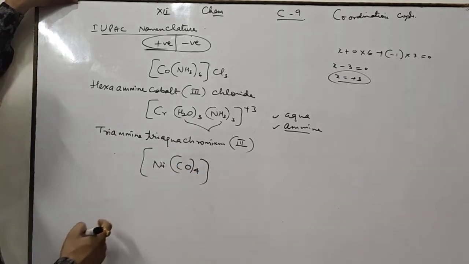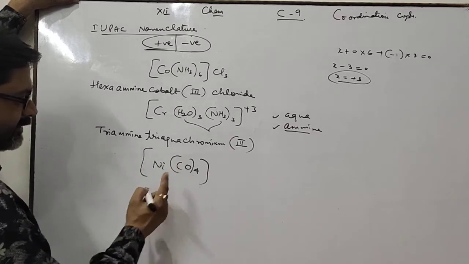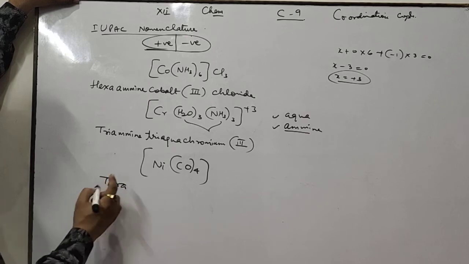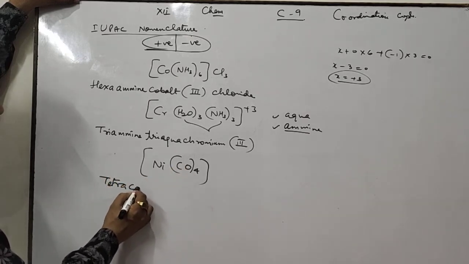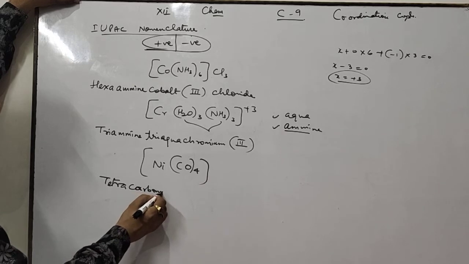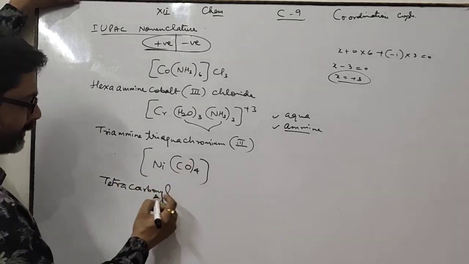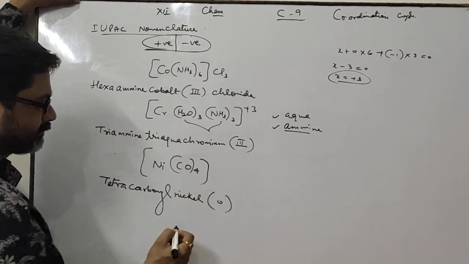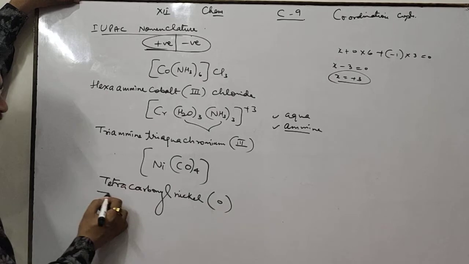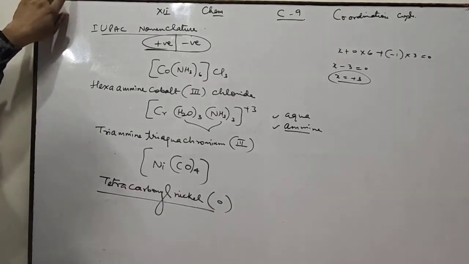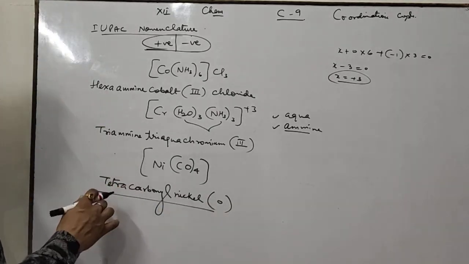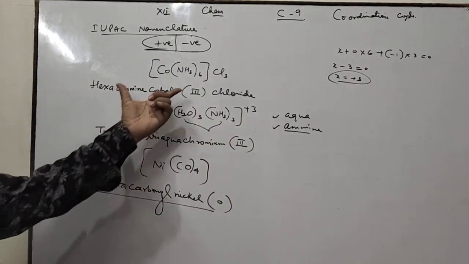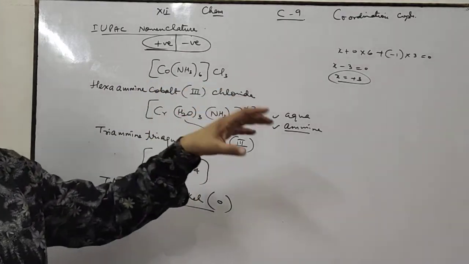Take one more example, Ni(CO)4. What is the name of this compound? Here the ligand is CO and it is of 4 molecules, hence you write tetra carbonyl. Carbonyl is the word used for CO. Tetracarbonyl, nickel, and the oxidation number will be 0. Hence tetracarbonylnickel(0). It is the IUPAC name of this compound.